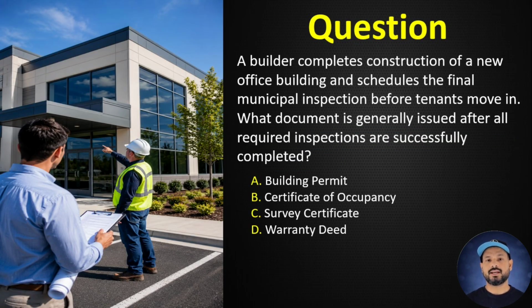Question number 46. A builder completes construction of a new office building and schedules the final municipal inspection before tenants move in. What document is generally issued after all required inspections are successfully completed? A. Building permit. B. Certificate of occupancy. C. Survey certificate. D. Warranty deed. Correct answer, B. Certificate of occupancy. A certificate of occupancy authorizes legal occupancy after final approval.